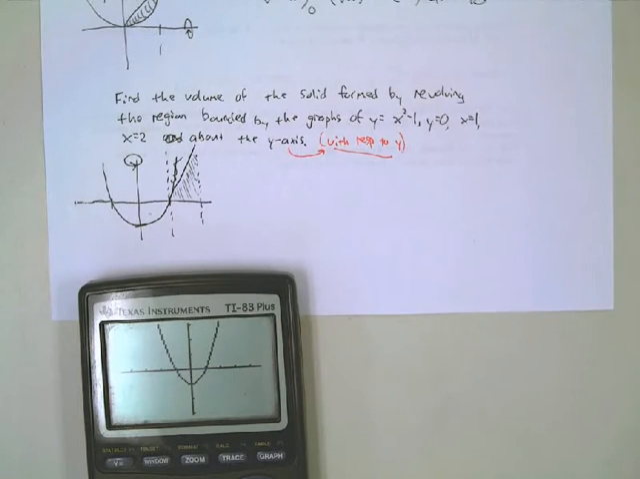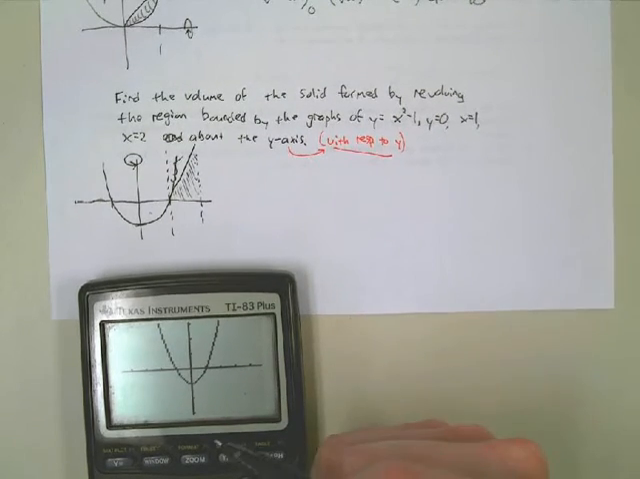So let's set this up. Volume equals pi times the integral.